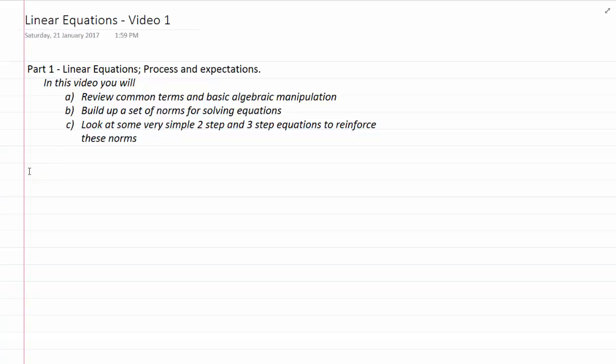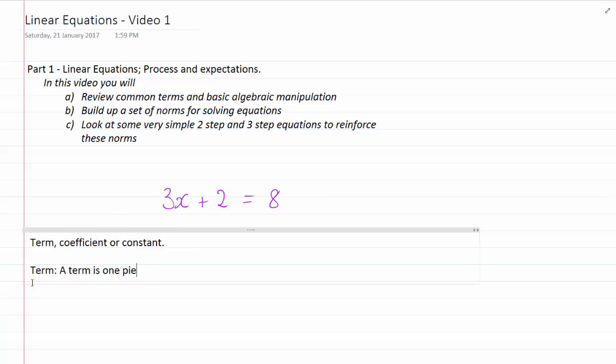So let's look first of all at some definitions. I'm going to go through some definitions based on a particular equation. So let's say we had this equation here: 3x plus 2 is equal to 8. Now that would be considered a pretty simple equation. So first of all, a term, a coefficient or a constant. These are naming terms, and I'll define them each individually now.